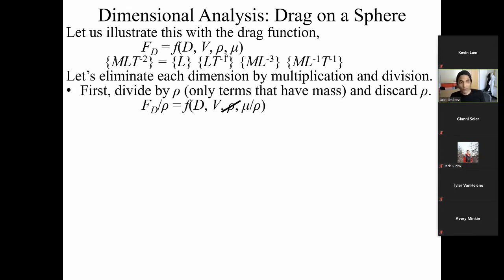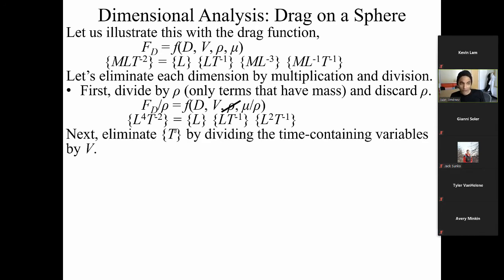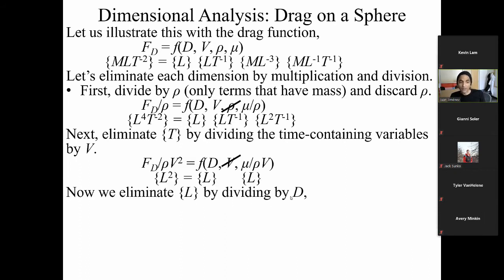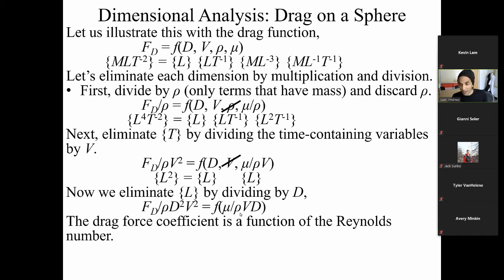So first we said, hey, we want to get rid of the mass. So we got rid of rho. Then we said, we want to get rid of the time, and we knew that velocity had time in it. And then after that, we said we want to get rid of the length, and we used the diameter and got rid of it. So this is one method, which I find is faster, but can be a little more confusing. So if you feel more comfortable with the repeating variables procedure, please go ahead and do that. That other one is more methodical and is easier to get.